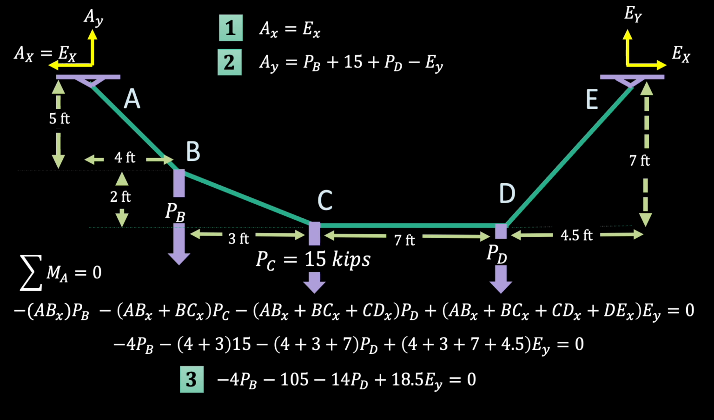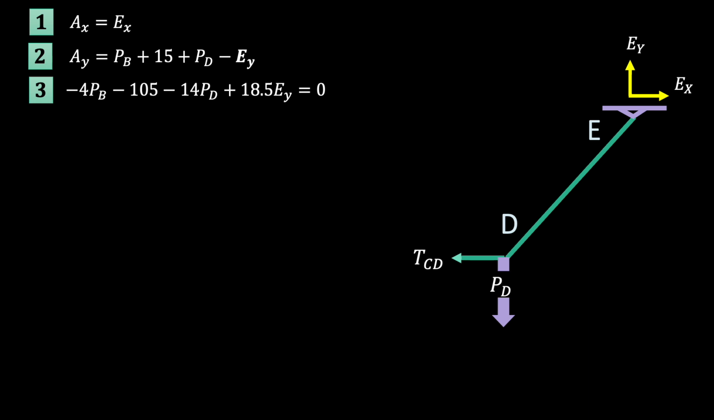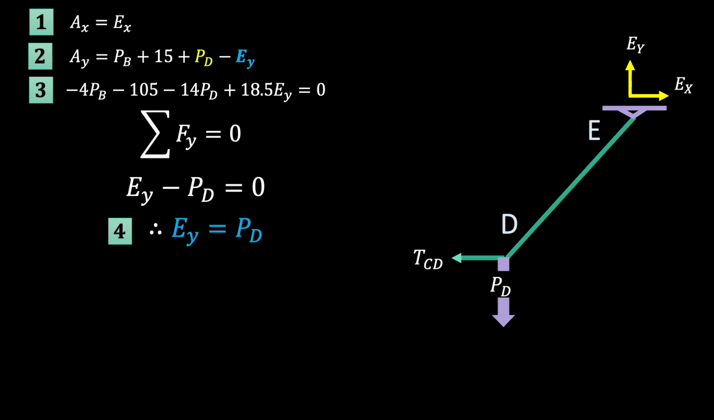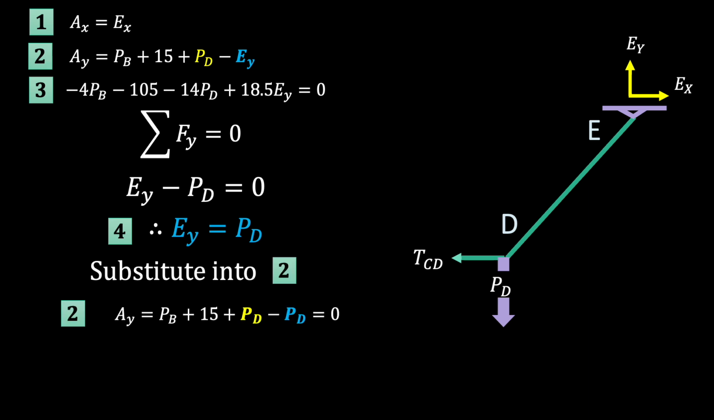Two of our equations so far have also had an EY in them. We're going to try and get rid of that first. We make our first cut right through the segment CD. With this cut, we can get EY in terms of PD. Using the sum of forces in the y direction, we get that EY is equal to PD. We can take this and plug it into equation 2 to get rid of that EY from before.